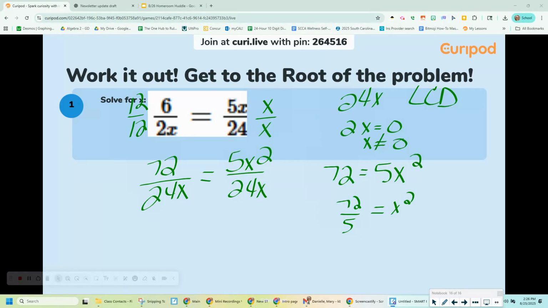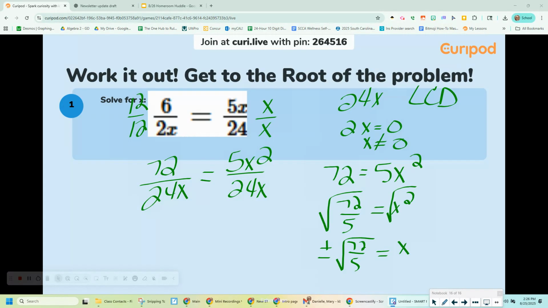Well, now I have to take the square root of both sides, and know when you take the square root of both sides, you're going to get a positive and a negative. Square root of 72 over 5 to equal your x. And that does not equal 0, so we are okay. That is going to be a solution.